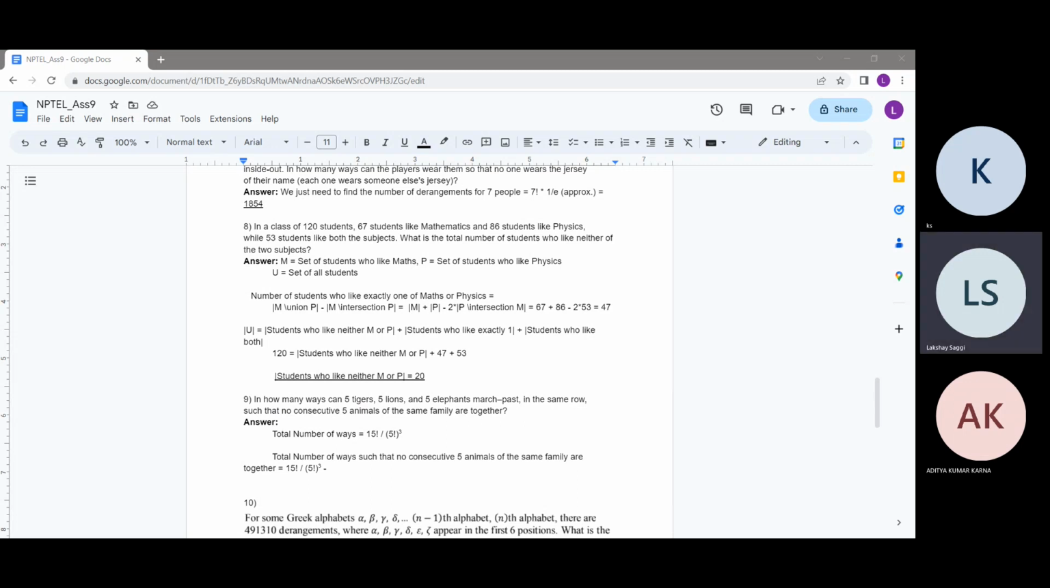Okay, ks, your answer is almost correct except the fact you have written in chat some answer using inclusion exclusion, but you have not accounted for the fact that these five tigers are of the same type, five lions are of the same type, five elephants are of the same type. So you need to account for this fact also. Like total number of ways will be not 15 factorial, but 15 factorial by 5 factorial cube.